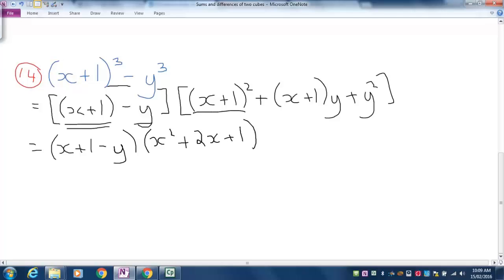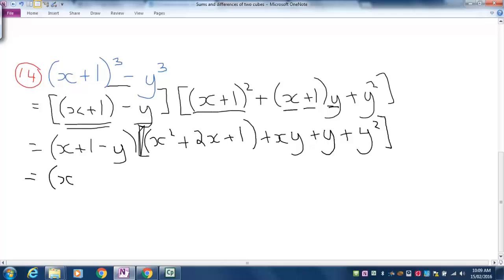And then this is y times x, so I get xy, and then y times positive 1 gives me positive y. Remember, that's just expanding brackets using the distributive law, plus a y squared on the end. And I'm going to put that all in square brackets and then see if I can do any tidying up on the last line.